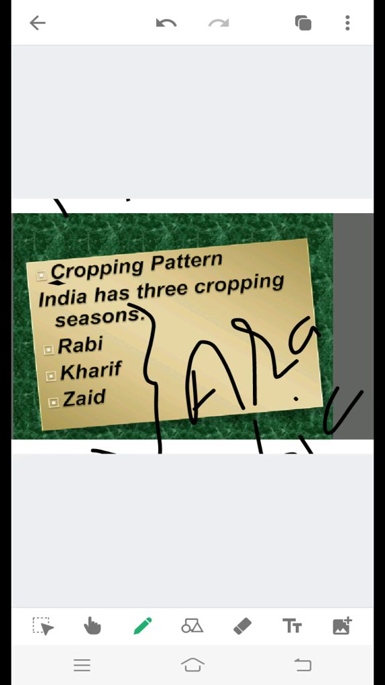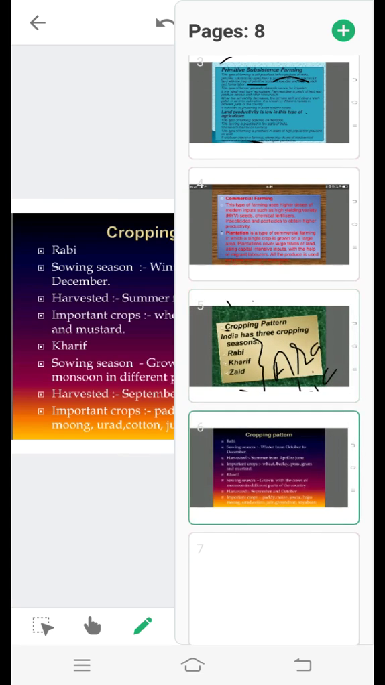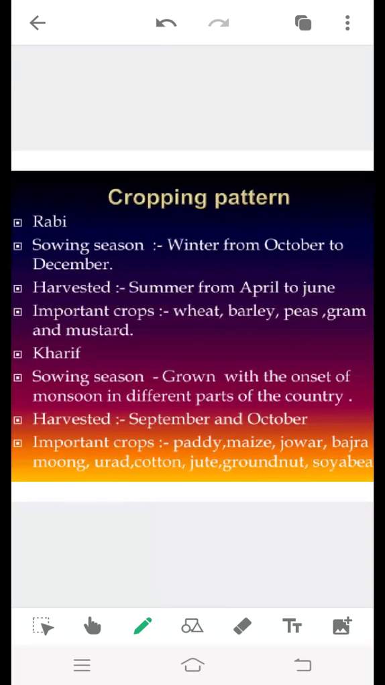Coming back to Rabi. The sowing season is in winter, that is from October to December, and in some areas even up to March. Harvesting time is April to June in the summer season. Please make a note of the important crops: wheat, barley, peas, gram, and mustard.